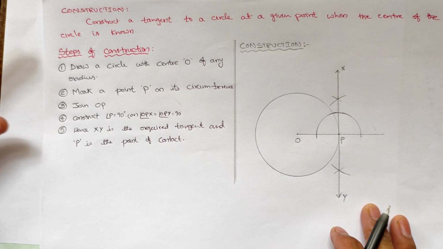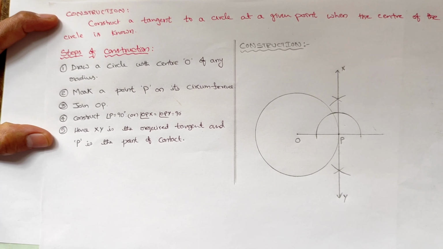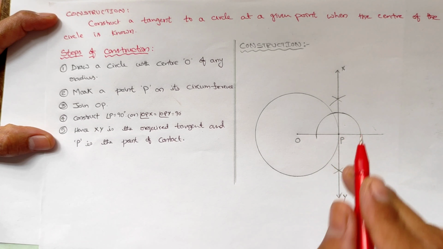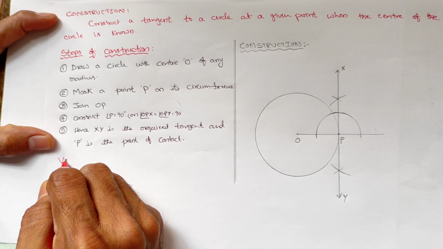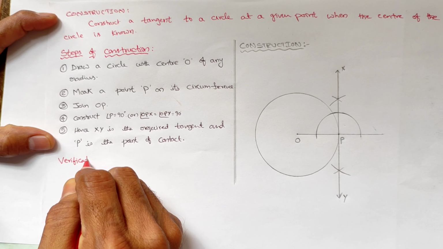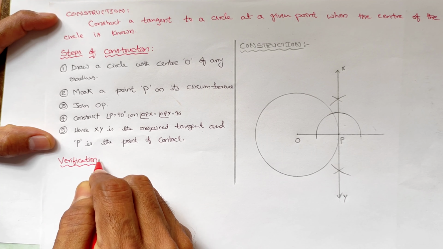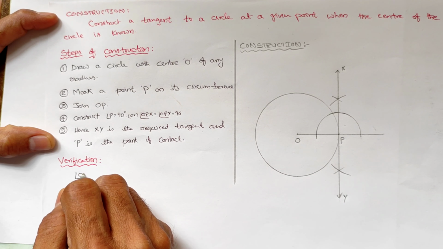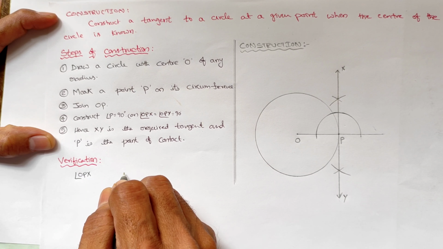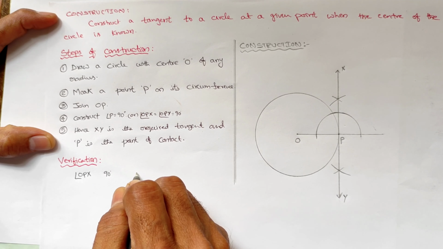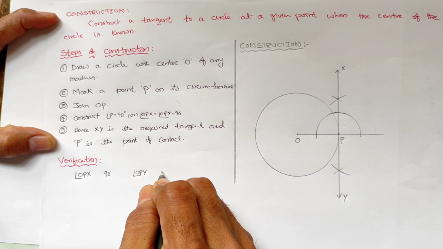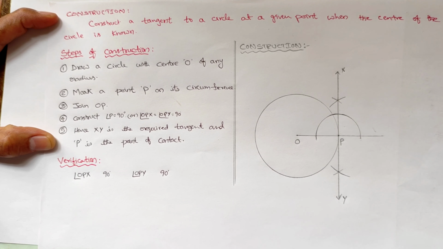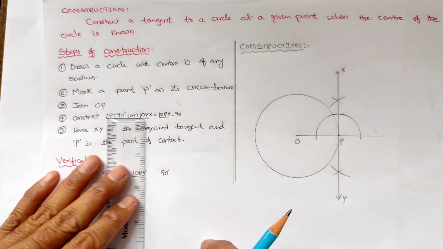Now we need to do a small verification whether our construction is correct or not. Angle OPX and OPY should be 90 degrees. Verification: we are going to measure angle OPX whether it is 90 degrees or not, and angle OPY whether it is 90 degrees or not. So let us do it.